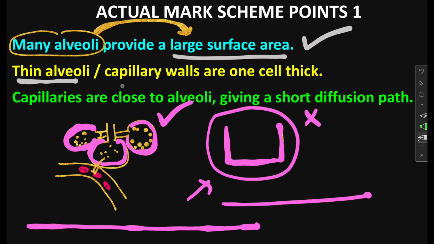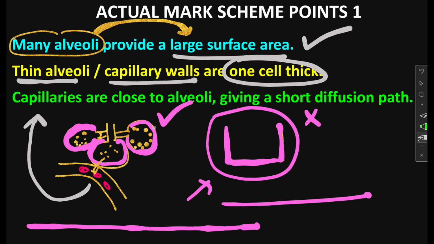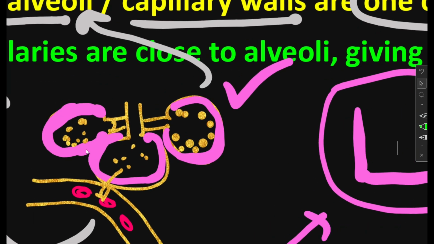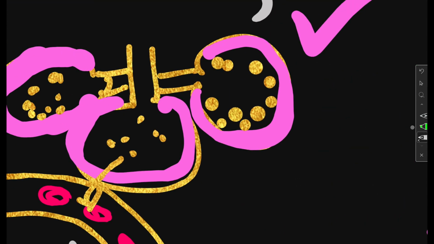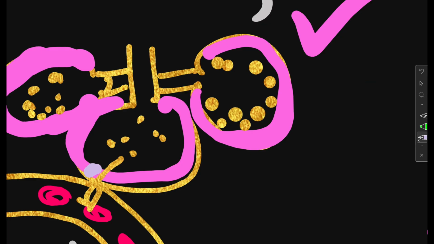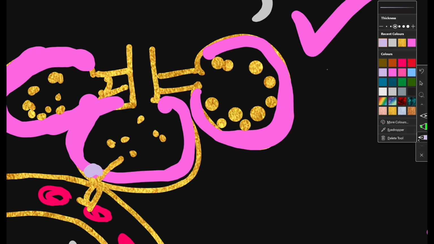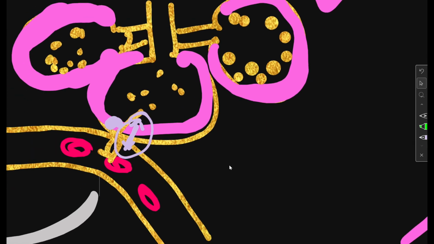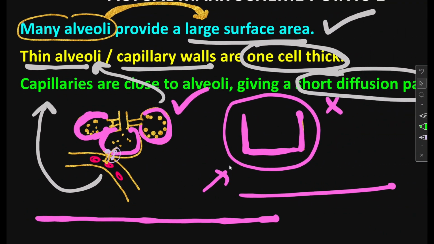Now, thin walls, capillary walls, both are one cell thick. This is your capillary here, and this is your alveoli here. Both have thin walls. Why? The reason is because this gives them a short diffusion path. If I just make it slightly bigger, you see the path that it provides, it's a very short path for the oxygen molecules to move from this to this part. I'm just going to make my pen thinner, from here to here. So this is the path oxygen needs to travel, which is very small. So that's why it is an adaptation. So it's not the full answer yet.